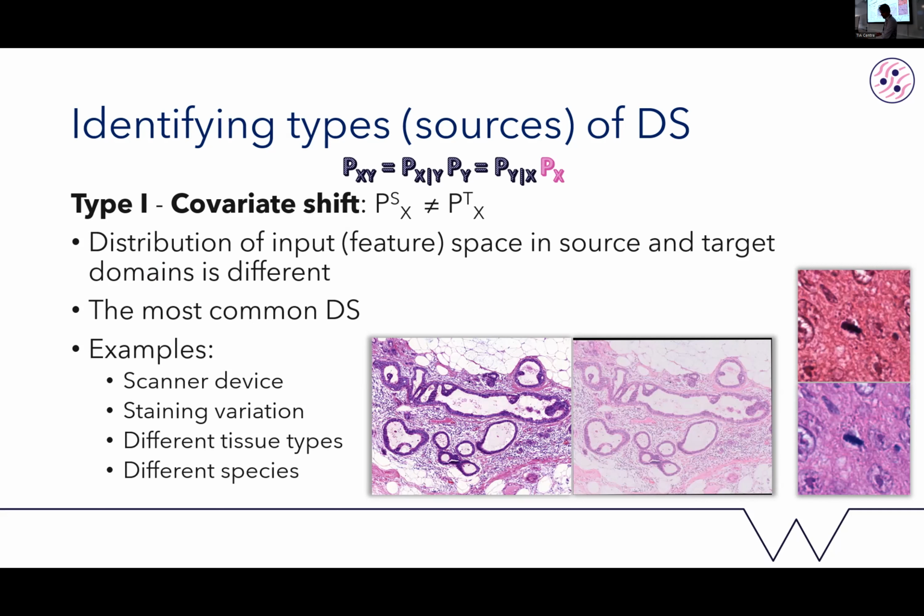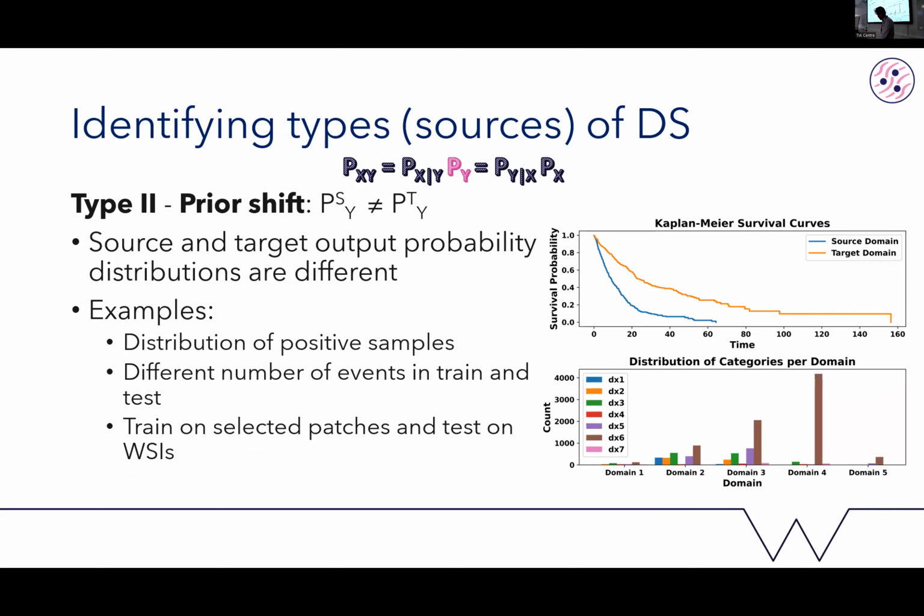However, we can classify domain shifts into covariate shift. This happens when the distribution of input or feature space in source and target domains are different. This is the most common domain shift in computational pathology and all other medical image analysis problems. And this can happen based on the scanner device, and the variation of the color palette that they generate, the staining variation or the slide preparation in the lab, different tissue types and different species.